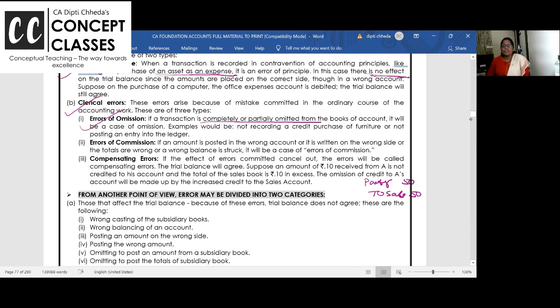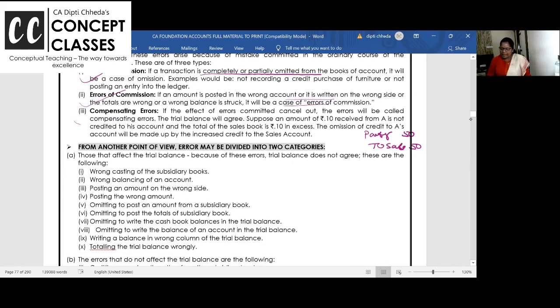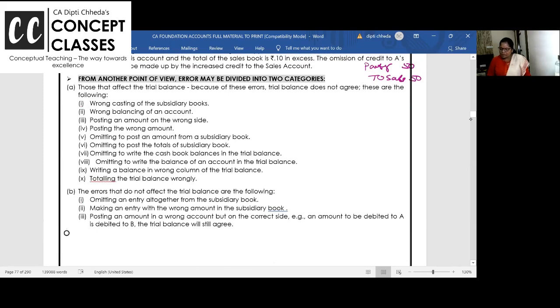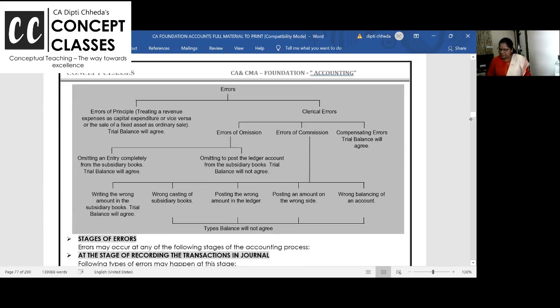What is complete omission? Bill is there, but you missed recording the entry. You know, purchase bills, file, say you record the entries. So one of the purchase bills, you just completely missed it. So partial omission or complete omission. Error of commission: wrong account, wrong side, wrong amount, and so on. And compensating error, I told you, right? Okay. So now, what are the types of errors which will affect the trial balance? Wrong balancing, posting, and all. And a few errors will not affect.